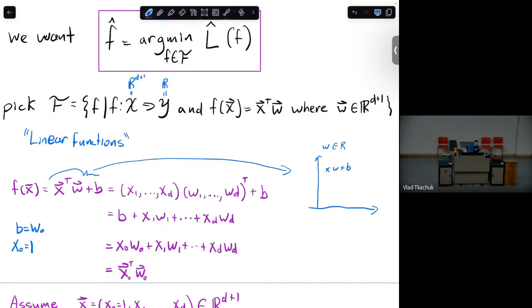The B just tells you the intercept point. So this would be B. So anyways, the point of the B, the bias thing, is that it allows you to shift your linear function up and down. Okay, that's all that the B thing is there.